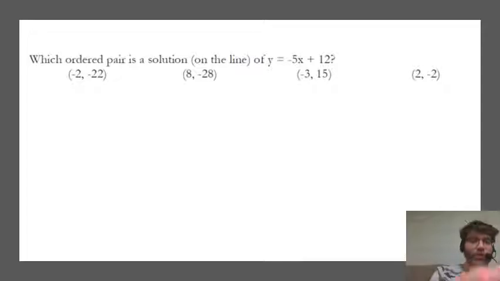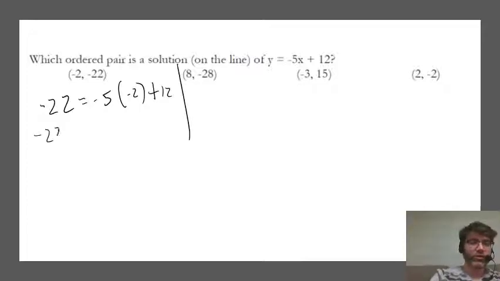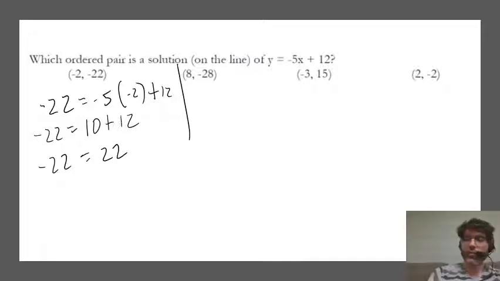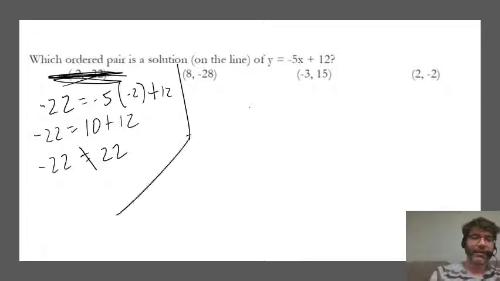So here we go. -22 equals -5 times -2 plus 12. Okay, let's see what happens. -5 times -2 is a positive 10. Positive 10 plus 12 is 22. -22 will never ever equal positive 22. That is inconsistent, okay? So this point does not lie on the line. It is not a solution to the linear equation.